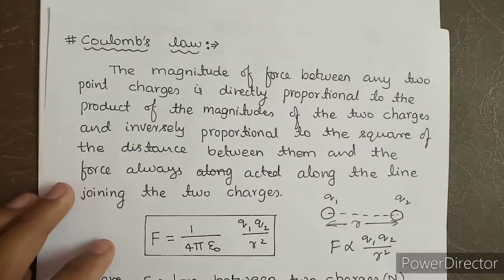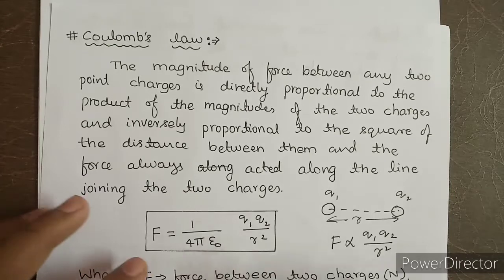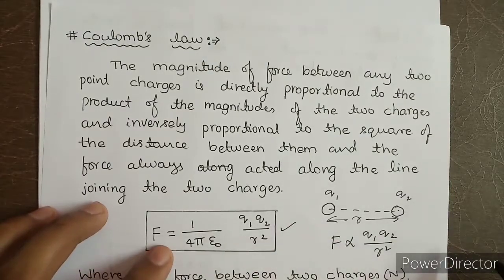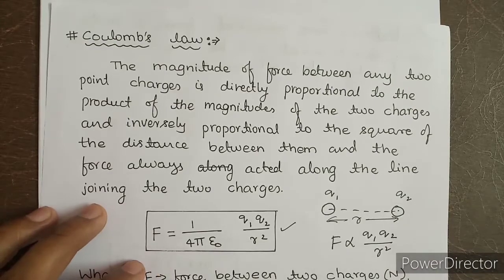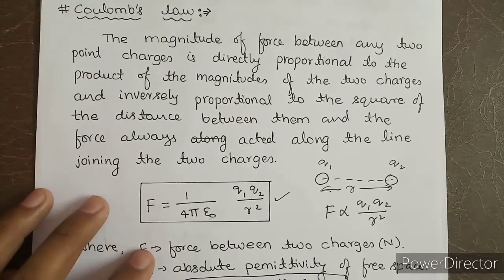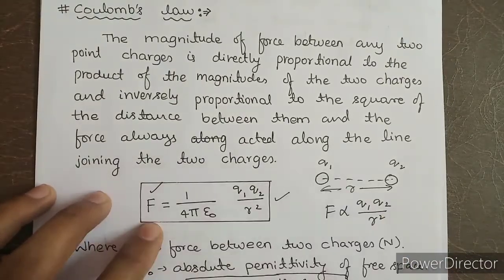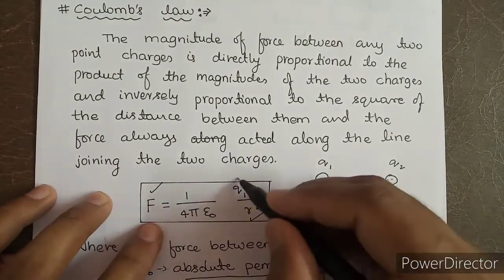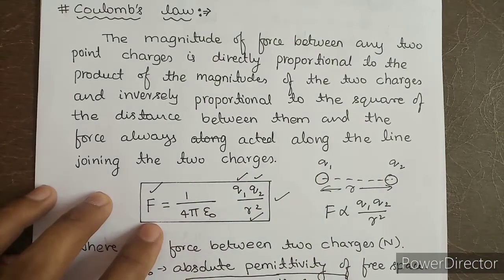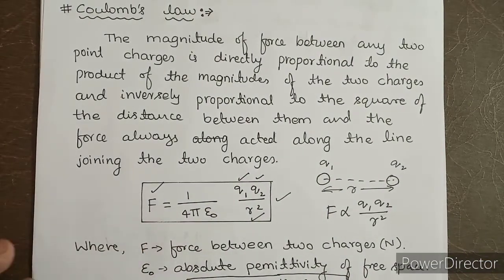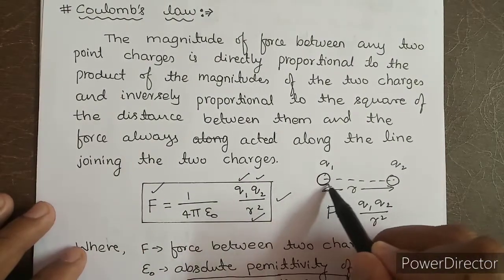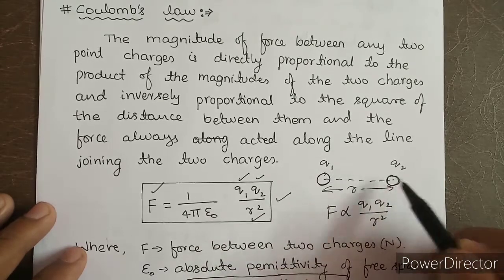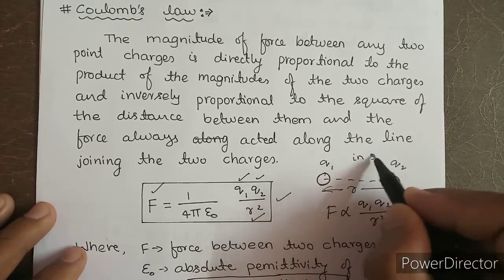Now let us solve numerical problems on this. Do remember this: F is equal to 1 divided by 4 pi epsilon naught Q1 Q2 by R square. Here we can solve many problems on finding F, that is force, finding R square, and finding Q1 Q2 also. Here we consider that these two charges are present in space.